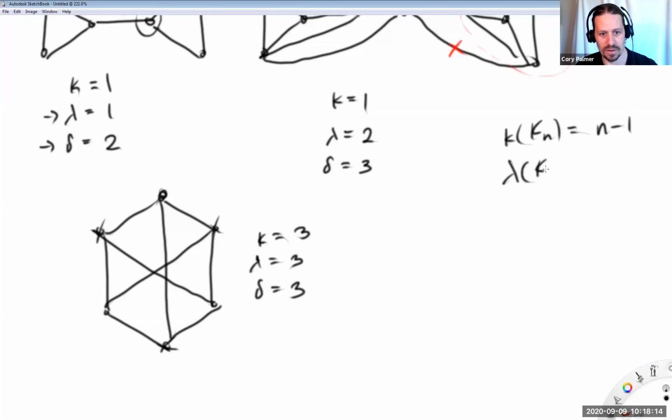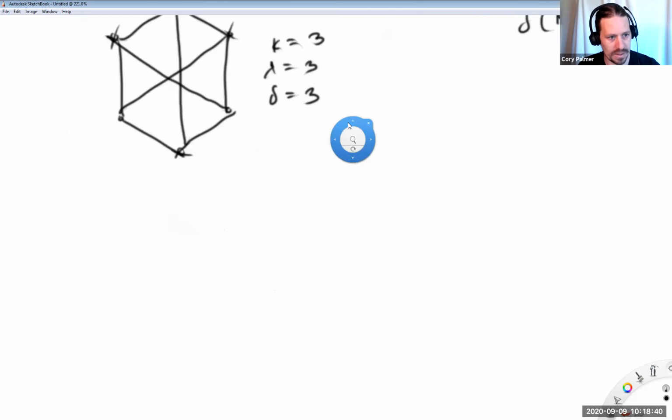What about lambda of the complete graph? What's that? Same. That's got to be n minus 1 as well, right? That one wasn't for technical reasons; it clearly followed the ordinary definition. What's the minimum degree of the complete graph? Also n minus 1. Every vertex has the same degree. So here's an instance where all 3 are equal to each other as well. Okay, so at least based on these things here, we have some information that might be reasonable to try and prove here.